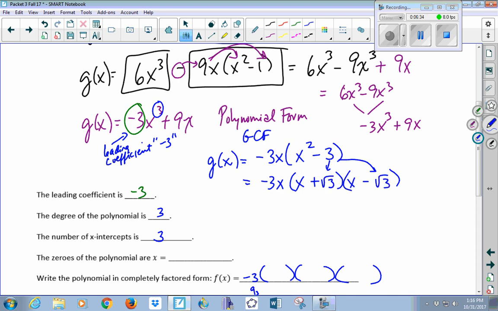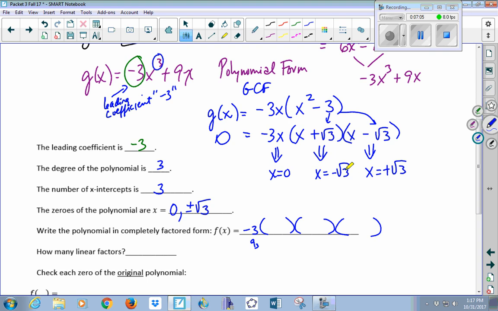So now I've completely factored g of x. I'm going to set it equal to 0 to find my zeros. And I can see that my first 0 is when x equals 0. My second 0 is when x equals negative square root of 3. And my third 0 is when x equals positive square root of 3. So my 3 zeros are 0 plus and minus the square root of 3. Again, 3 x-intercepts, degree is 3.